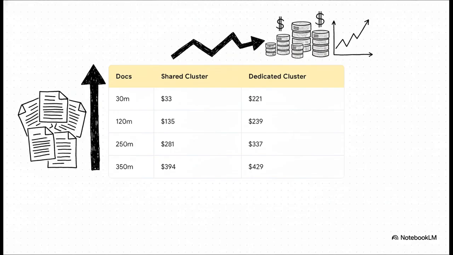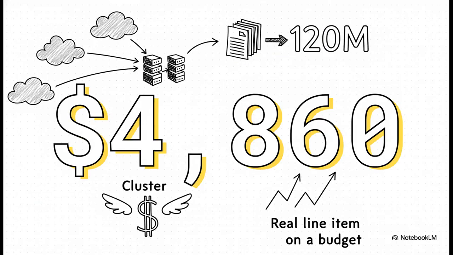As you can see, as your number of documents grows from, say, 30 million up to 350 million, the monthly cost per data center goes up too. And that's true whether you're on a cheaper shared cluster or a more expensive dedicated one. To make that really hit home, let's just pull out one example. Let's say your app has 120 million documents. You're on a shared cluster, and you've replicated it across 3 data centers for reliability. You are looking at an annual cost of nearly $5,000. That's a real line item on your budget.